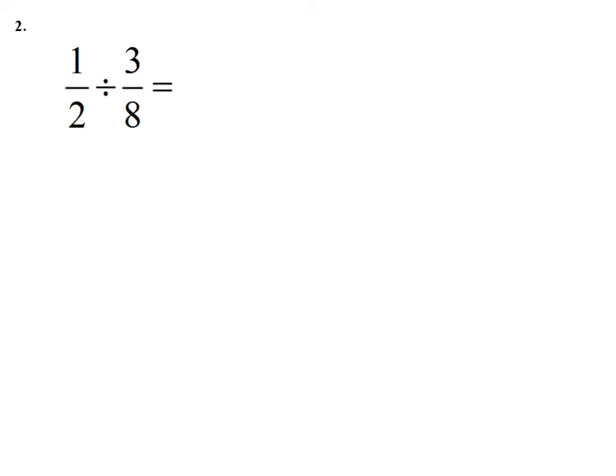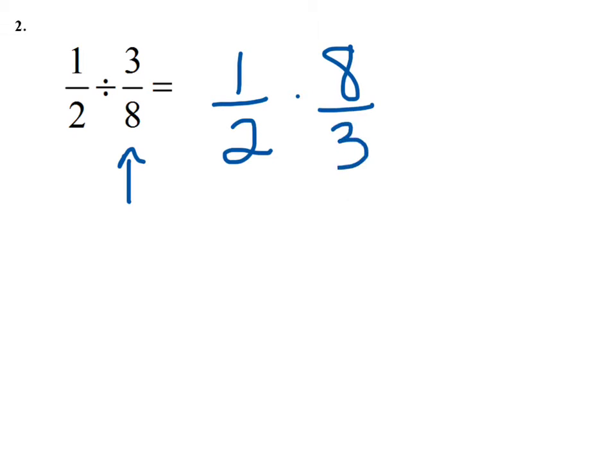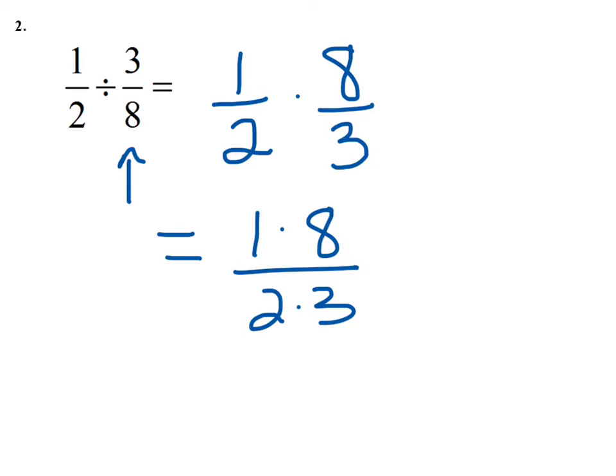Let's review the process for one more example. Example 2. I have the fraction 1/2 divided by 3/8. But again, as we just reviewed, multiplying by the reciprocal of the second fraction is our next step. Now, we multiply the two numerators together, 1 times 8, over 2 times 3.